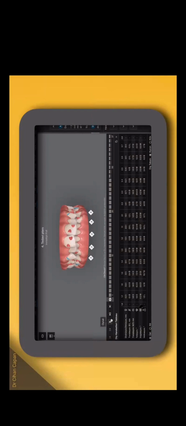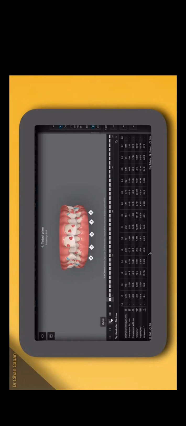And if we look at the numbers, on 1.7 we have 1.8 millimeters of distalization. On 1.6, we have 1.8 millimeters of distalization again. And if you look at 2.7, we have 1.7 millimeters of distalization, and again on 2.6, we have 1.7 millimeters. So if we look at the studies, that's a really easy case for distalization. It's not an advanced case. We can easily distalize these upper molars.